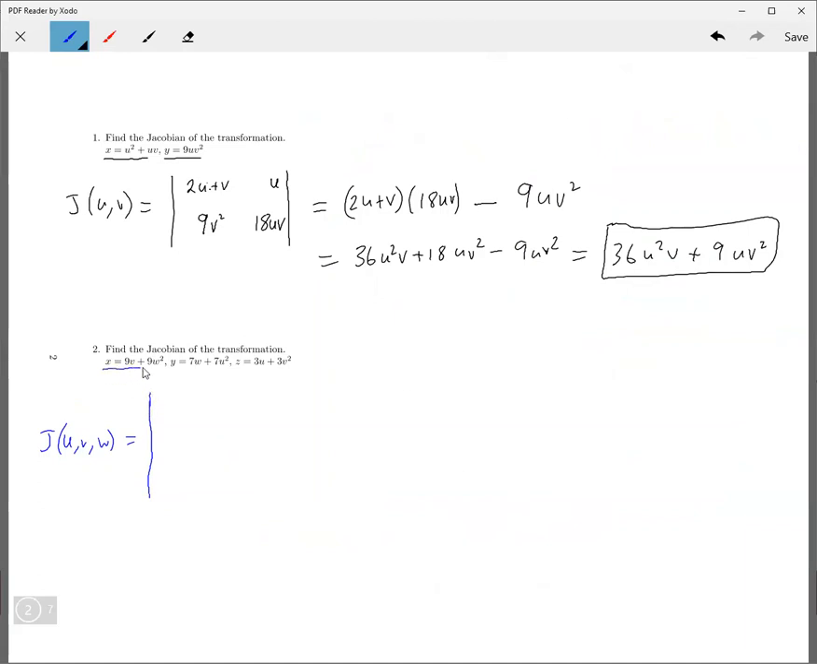So you focus on the X first, and you take the partial with respect to U, which is going to be 0 here. And then with respect to V, you get a 9, and then W is 18W. Then this one, with respect to U, this is going to be 14U. With respect to V, it's 0, and with respect to W, it's 7. And then here, this is going to be 3, 6V, and 0. Kind of a waste of 0. It would be better if that 0 was right here. Oh well.